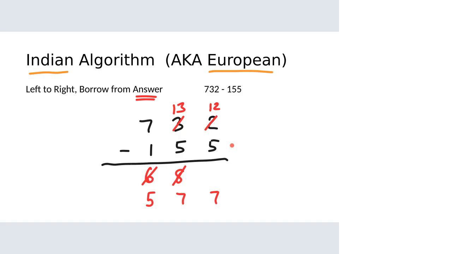And here we're borrowing from the answer when we go left to right. That's the difference with that algorithm. It works, it's great. If you love it, you can subtract that way. If you're not that comfortable with it and you don't like it, you don't have to.